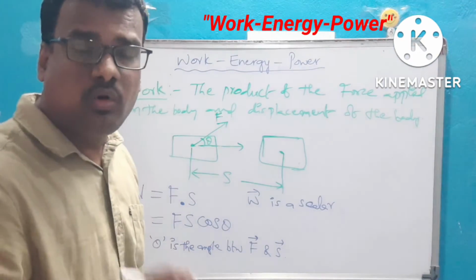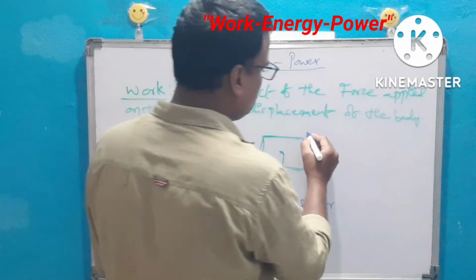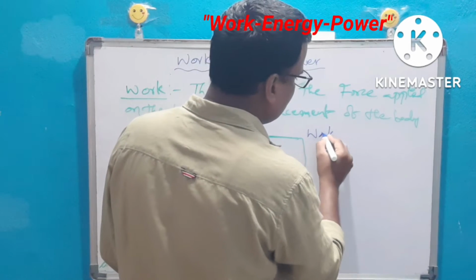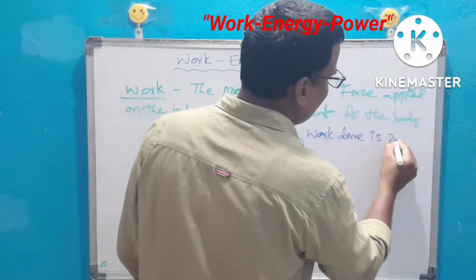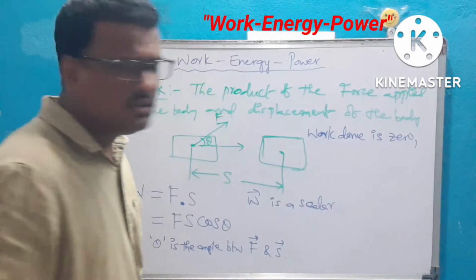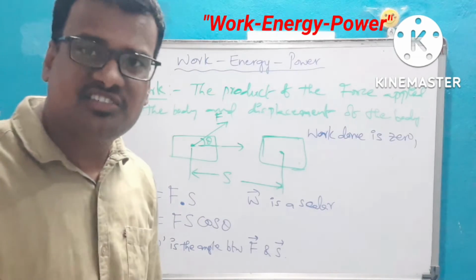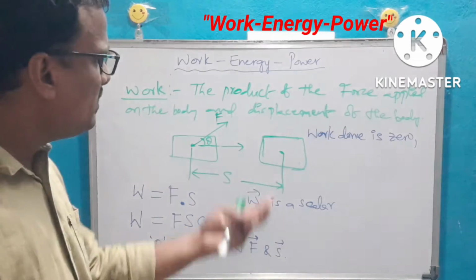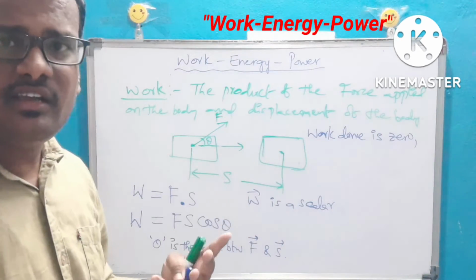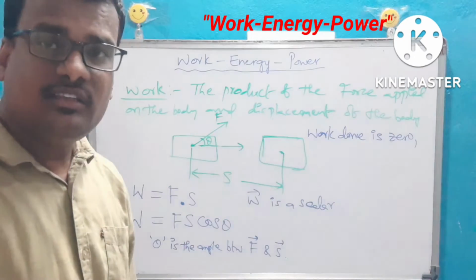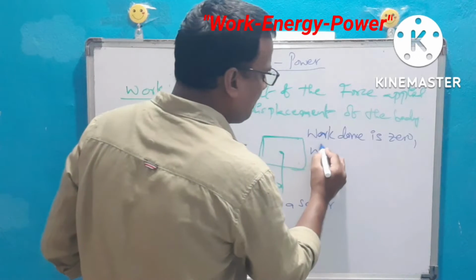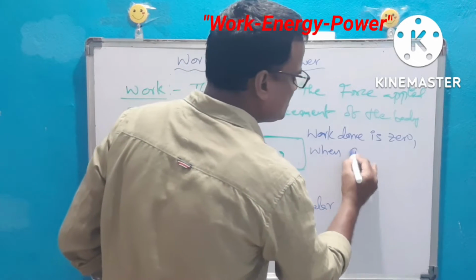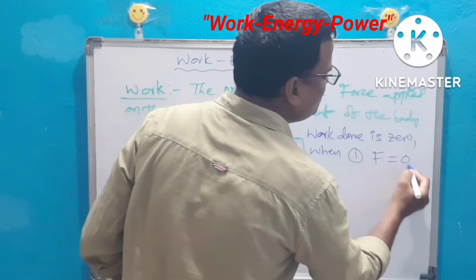Now, work done is 0. That means no work is done. In three cases we say that there is no work done, or work done is 0. The first one is force equal to 0.